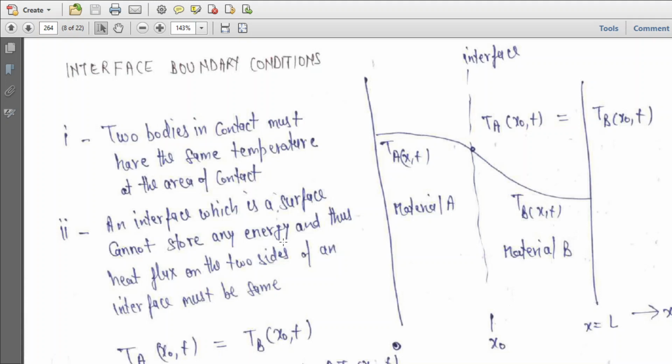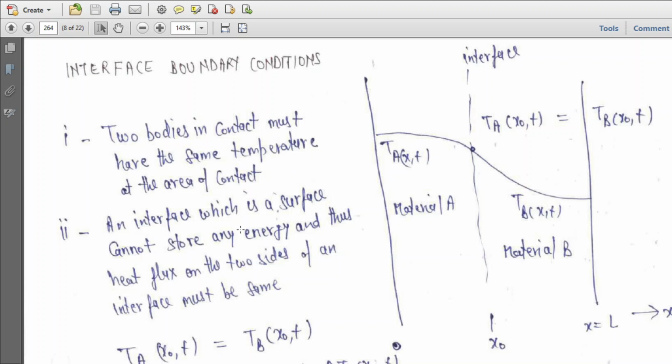Now next is interface boundary conditions. If you have an interface here, one side is material A and the other is material B. Now see, the temperature profile is actually a continuous function. That is the perfect condition for an interface. The two bodies in contact must have the same temperature at the area of contact, meaning at this particular point, this material and this material have the same temperature.